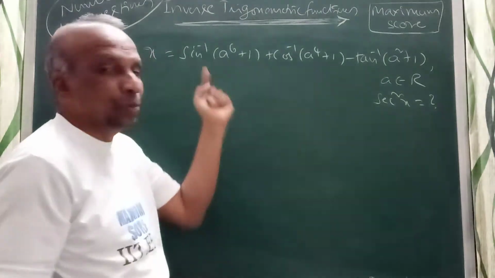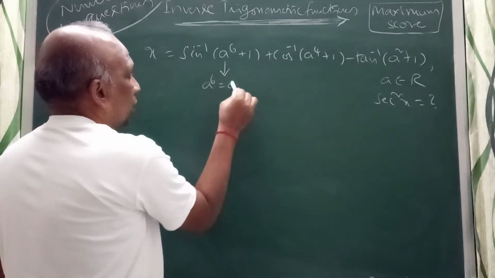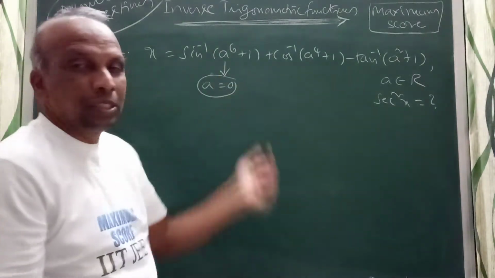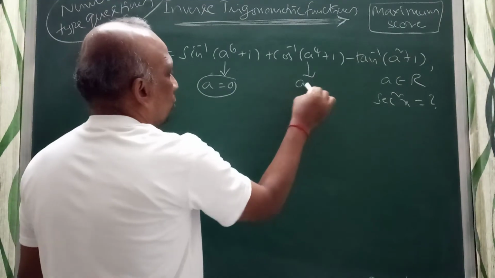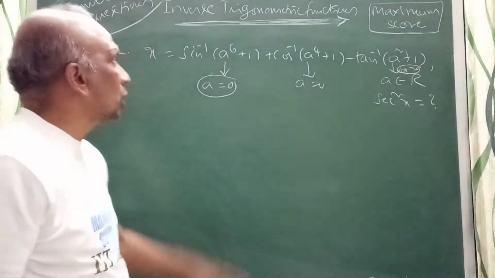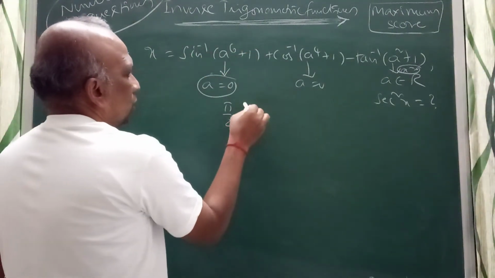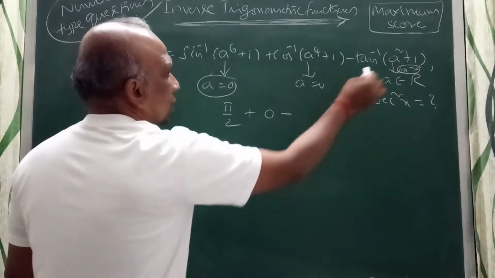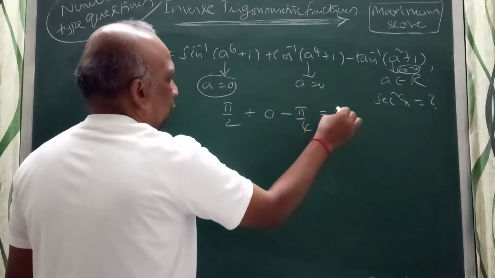But a power 6 is positive, so definitely the only possible value is a power 6 equal to 0, which means a equal to 0. Only then can we define this. Since a equal to 0, the other terms are also defined. If we take a equal to 0, this becomes sin inverse 1, so pi by 2. Then cos inverse 1 is 0, minus tan inverse 1, which is pi by 4. So x is equal to pi by 4.